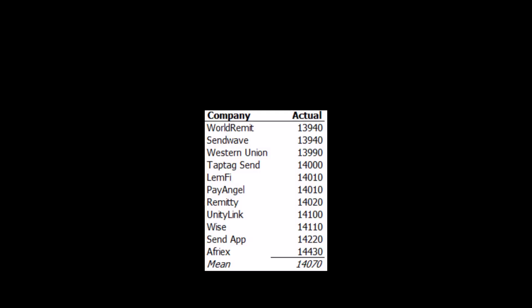The purpose of this video is to explain and work with this table. It represents the exchange of 1,000 British pounds into Ghanaian cedis, and by using 11 different exchange bureaus we might receive 14,430 cedis from 1,000 pounds, or 14,220, or all the way down to 13,940.